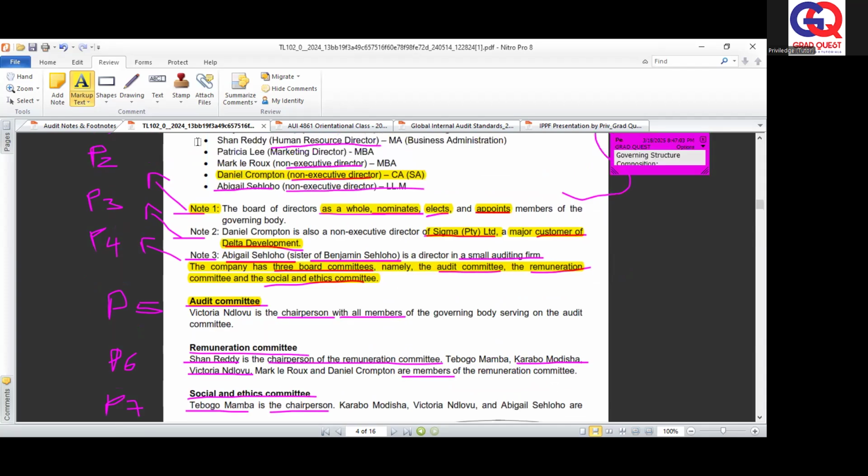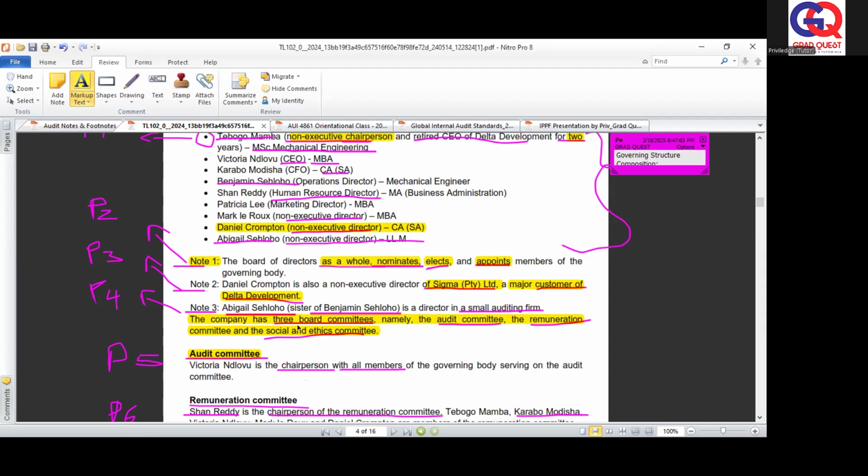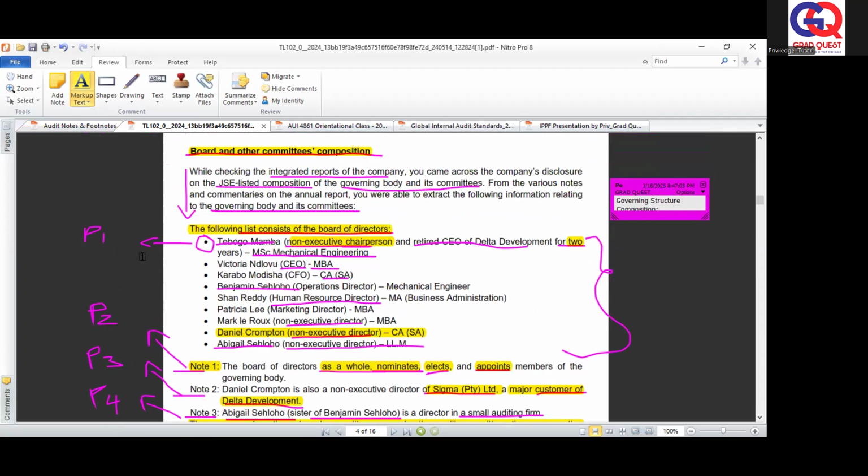But remember, what does the King 4 report recommend? According to principle 8, it recommends 8 distinct board committees. Okay, so I think with what I've explained so far, you can see where the problem areas are regarding the governing structure, right?